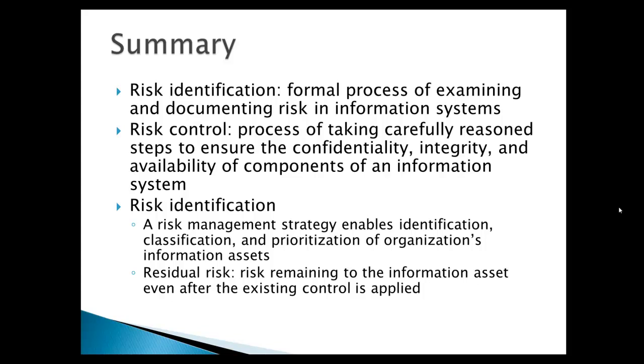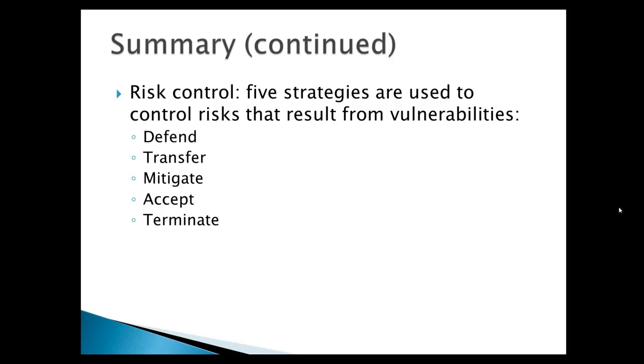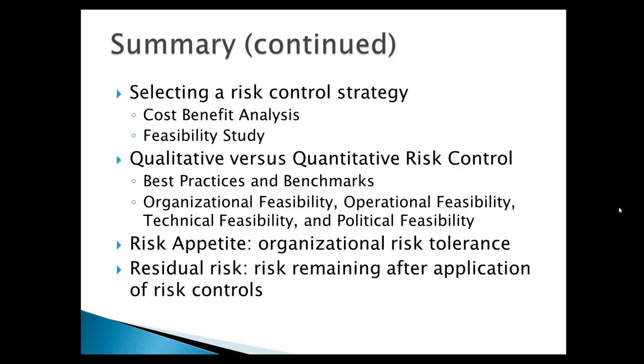So in summary, risk identification is the formal process of examining and documenting risks. Risk control is a process of carefully reasoned steps to ensure confidentiality, integrity, and availability. Risk identification enables the identification, classification, and prioritization of an organization's assets. There are 5 basic control strategies that you should be familiar with: defend, transfer, mitigate, accept, and terminate. And then, selecting a risk control strategy involves doing a feasibility study, a cost-benefit analysis. Then we can talk about qualitative versus quantitative, the pros and cons of each.